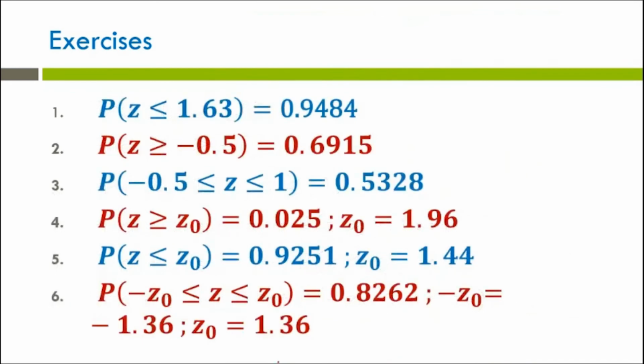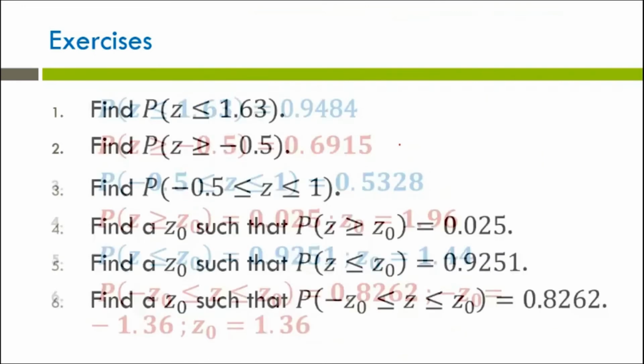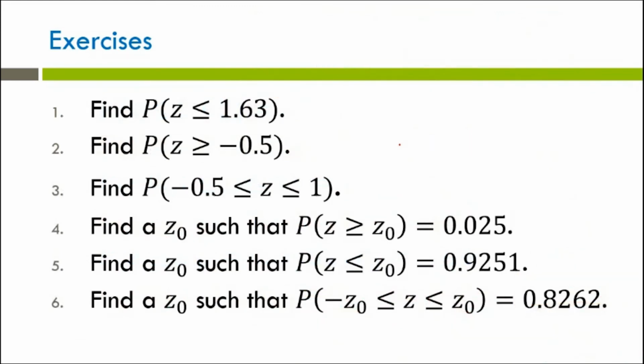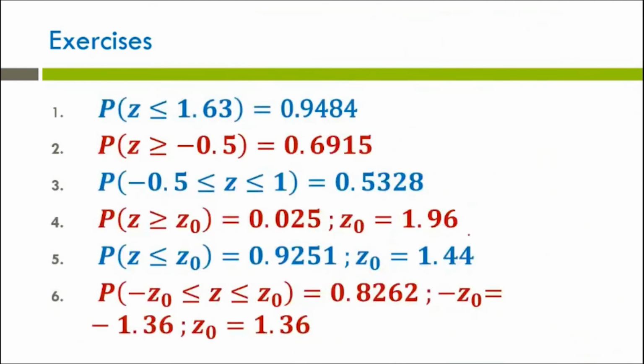Now you have 9.4. Kindly check if we have the same answer. So that's 9.484, 6915, 5328. Yeah. Okay, we have the same answers. So that's how we use our z-table. So now in the next slide, we'll try to get an application or word problem.